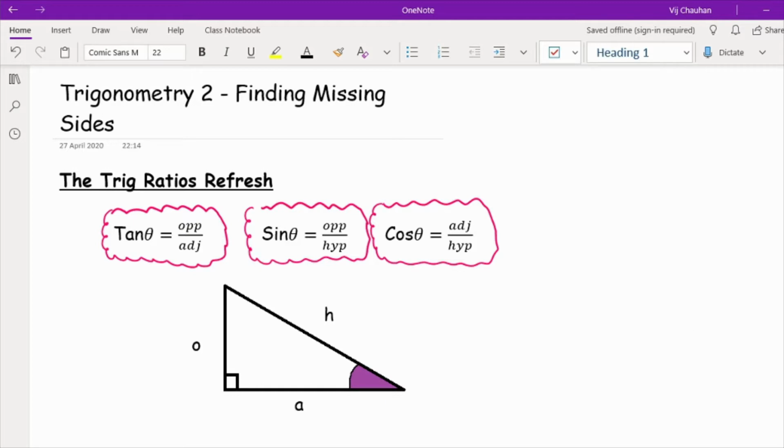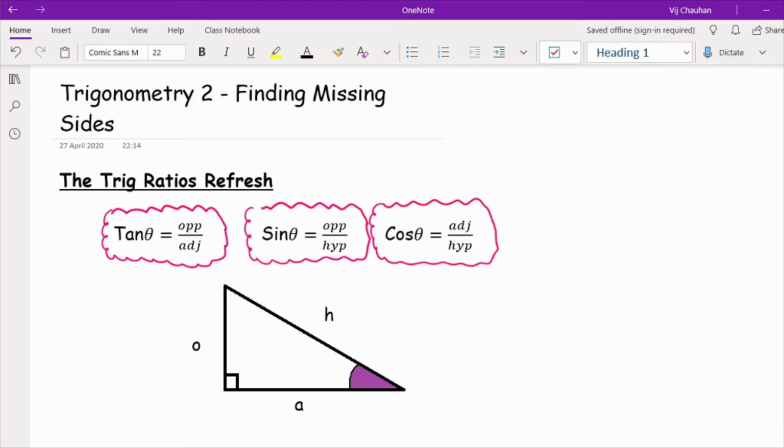Taken from the last video on the introduction of trigonometry, we're going to use the trig ratios of tan theta equals opposite over adjacent, sine theta equals opposite over hypotenuse, cos theta equals adjacent over hypotenuse to work out the missing sides of triangles. Before we continue, it's really important that you're able to memorize these formulas, and equally important that you're able to label the sides of a triangle. Again, if you're not too comfortable with this, I'd recommend that you watch the previous video on trigonometry 1 and have a go at the worksheet.